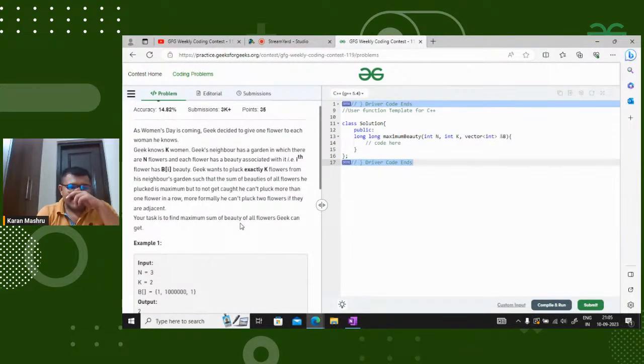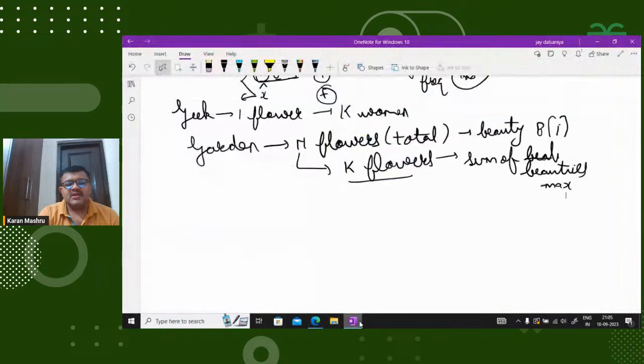Okay, now let us read further. Geek wants to pluck exactly k flowers from his neighbor's garden such that the sum of the beauties of all flowers he plucked is maximum. But to not get caught, he can't pluck more than one flower in a row. More formally, he can't pluck two flowers if they are adjacent to each other. Our task is to find what can be the maximum sum of beauty of all flowers Geek can get, right? So what they have said is he will not pluck any two consecutive flowers, to be on the safe side. So two consecutive flowers cannot be plucked.